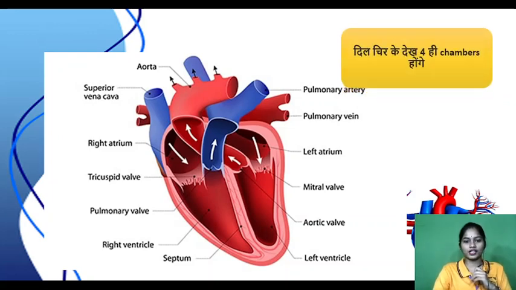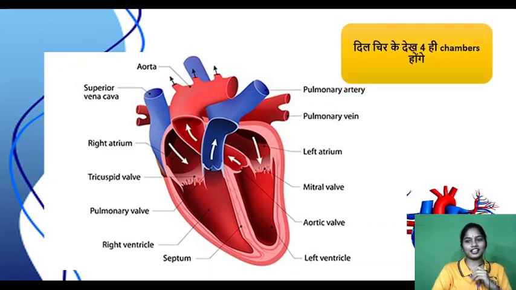ओके, सी हियर इज रिटन, दिल चीर के देख 4 ही चेम्बर्स. हैव यू हर्ड द सॉन्ग दिल चीर के देख 4 ही चेम्बर होगा? ये गाने में नहीं होता 4 चेम्बर, मैंने लिरिक्स चेंज कर दिया ना, हम याद रखेंगे सॉन्ग से. ओके, सो दिल चीर के देख 4 ही चेम्बर होंगे.